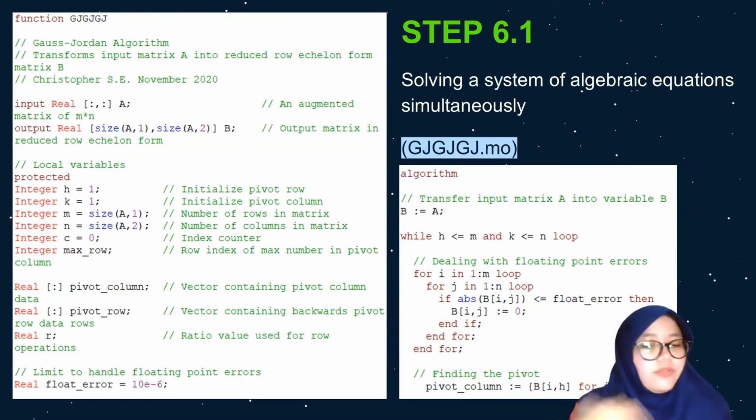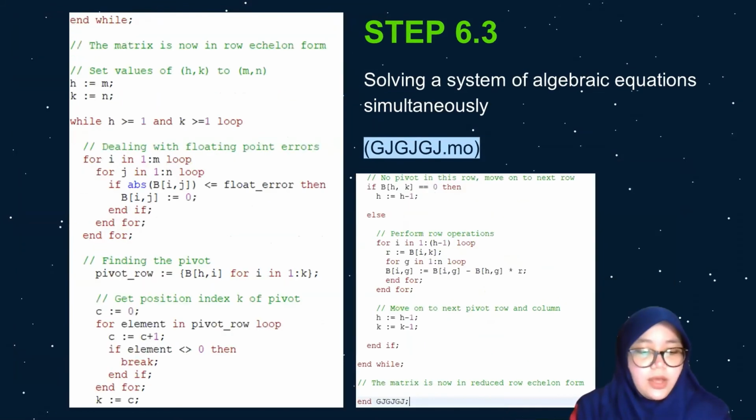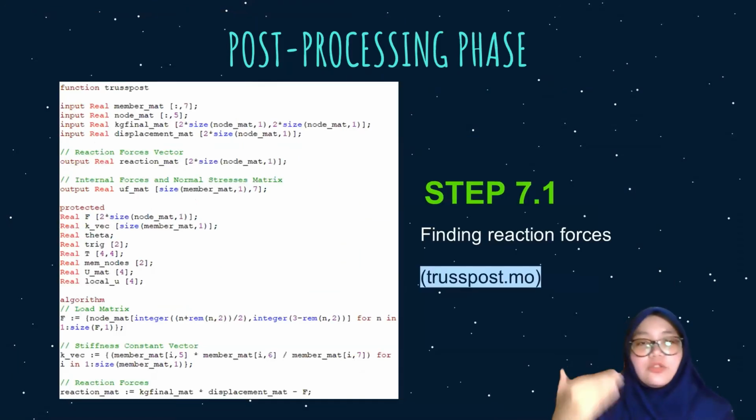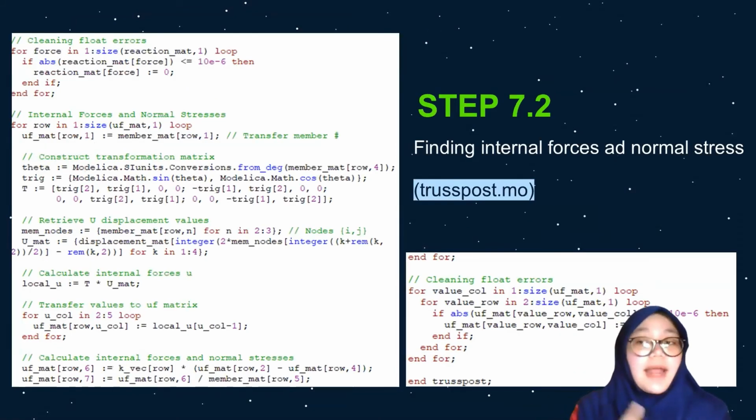We already have the local variables to help us deal with the Gauss-Jordan algorithm. Next, the operation will be solved with the help of OpenModelica. Don't forget about the floating point errors that we have to deal with so it will perform better. We're now stepping into the post-processing phase. First, finding the reaction forces. Then we can continue by finding internal forces and normal stress.